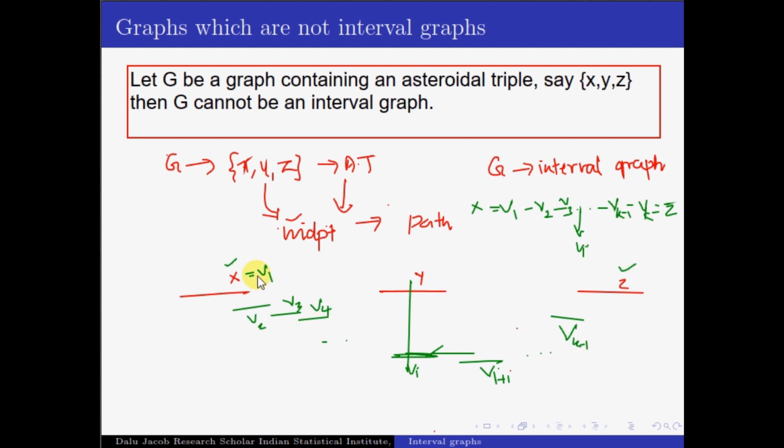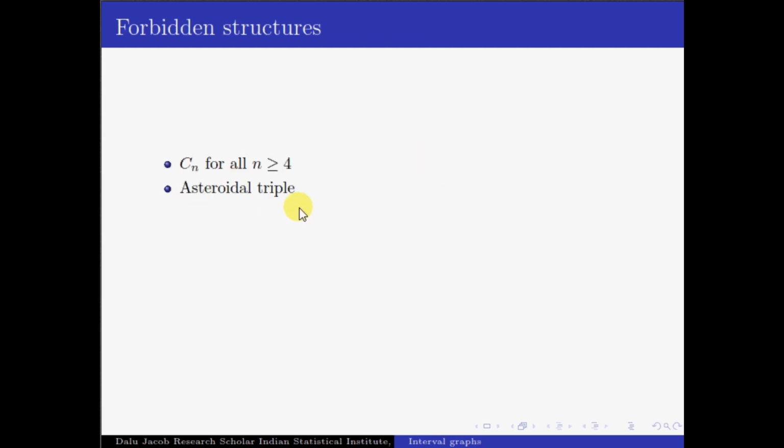So as we arrive at a contradiction, what we were assuming at the beginning was false. So G cannot be an interval graph. Hence we can conclude the forbidden structures for the interval graph as follows. We are happy about one thing: we got the two kinds of forbidden structures here. One is Cn for all n greater than or equal to 4, which are cycles on n vertices, and the second forbidden structure is the asteroidal triple x, y, z that I have defined before.